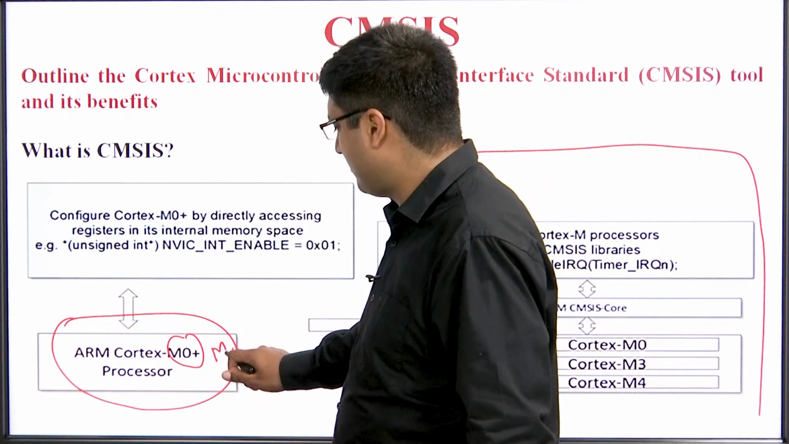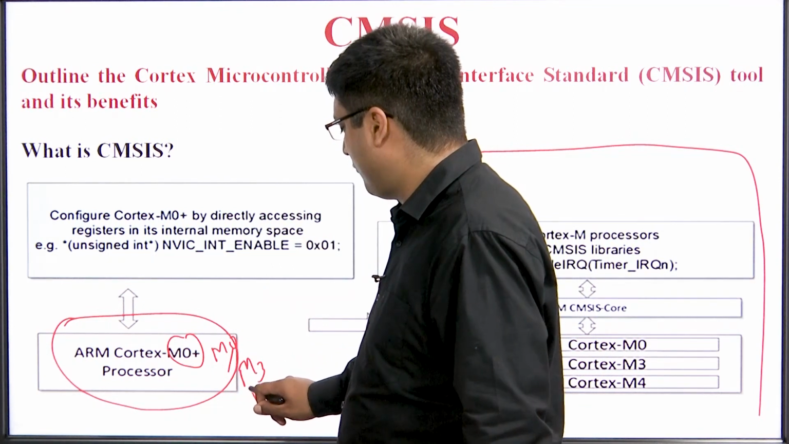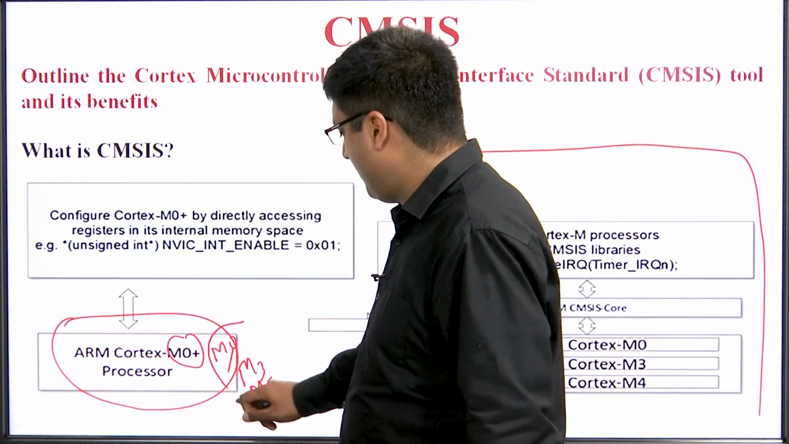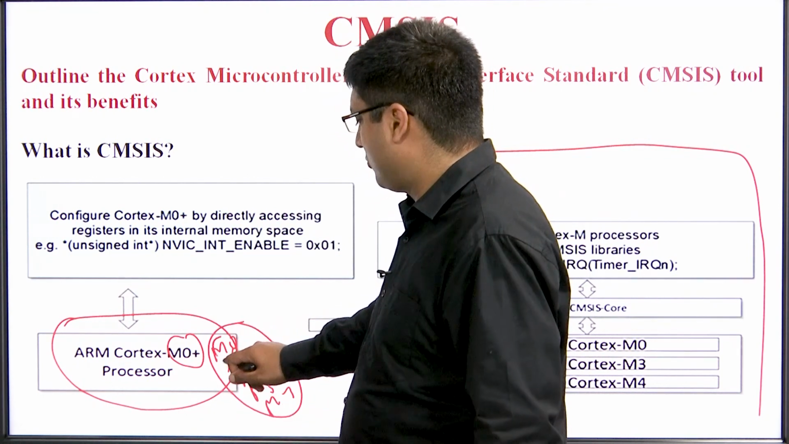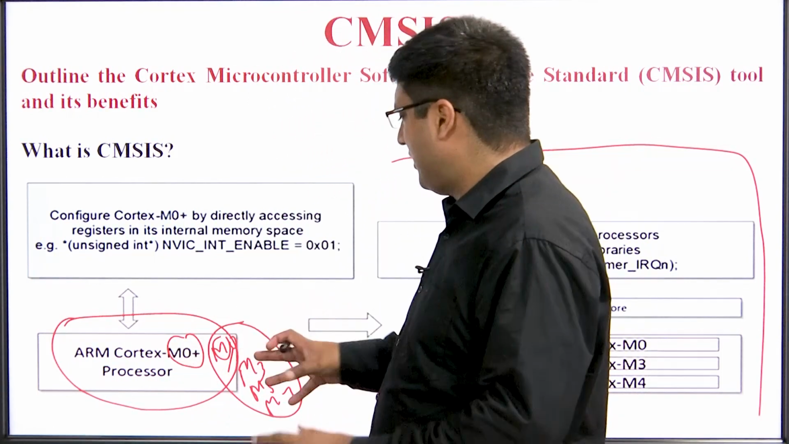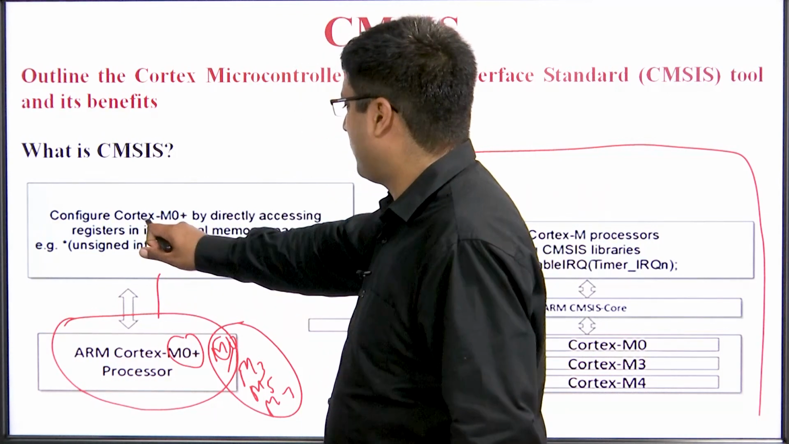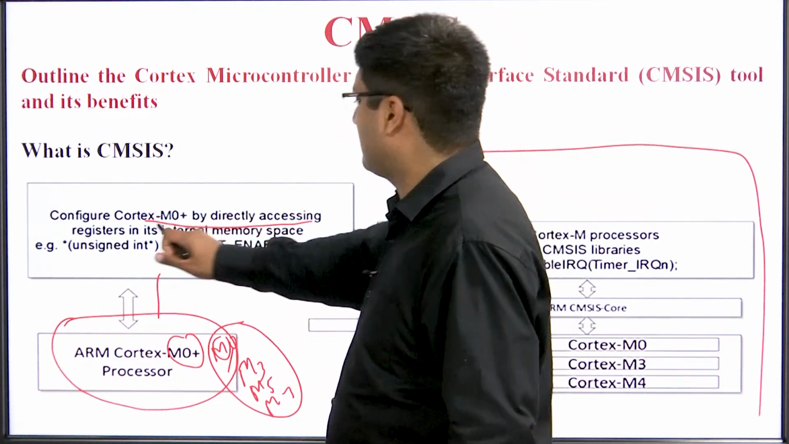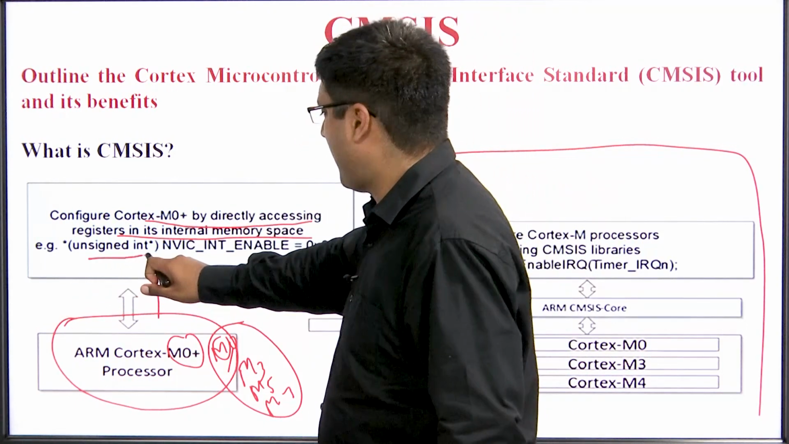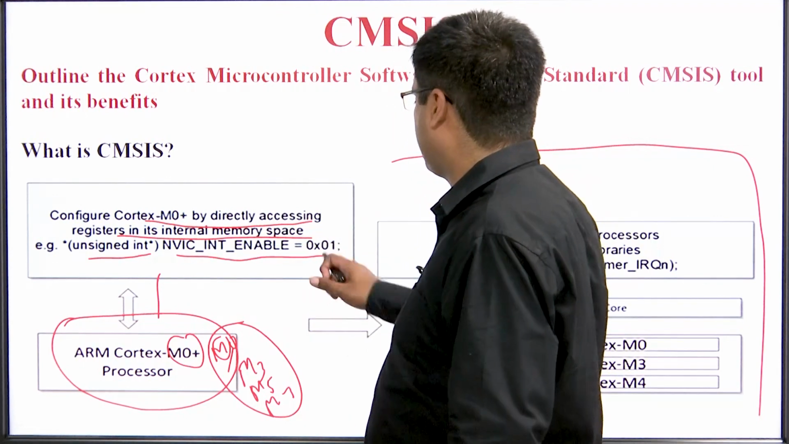Here we can write M0 instead of M0 plus, M3, we can write here M4, M5, M7. Okay. It is compatible with all the microcontrollers. M means microcontrollers, so ARM microcontrollers. Whatever we are doing here is connected with configuring Cortex M0 plus by directly accessing registers in its internal memory space. For example, unsigned INT star NVIC interrupt enable 0 cross 01.